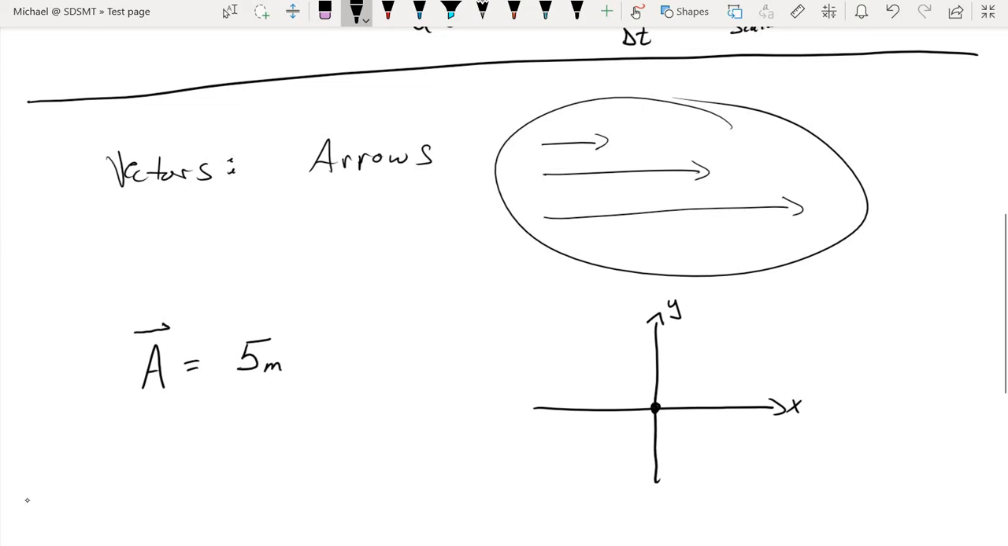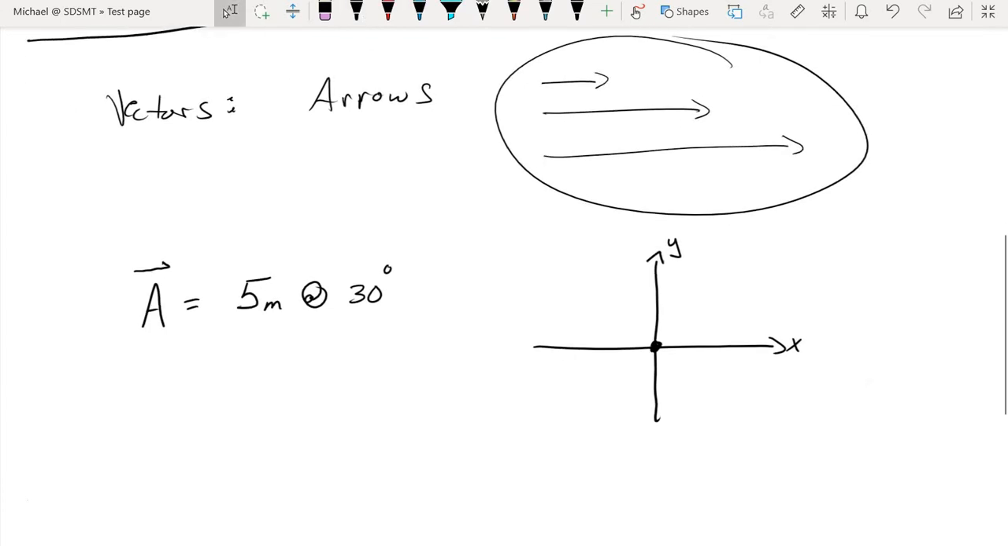Well, starting at the origin, how many different ways could you measure 5 meters? And the answer is pretty much infinite. You would end up tracing a circle with a radius of 5 meters. And so we need to specify what direction we're going to travel in. And so I would say, well, let's go 5 meters at 30 degrees.